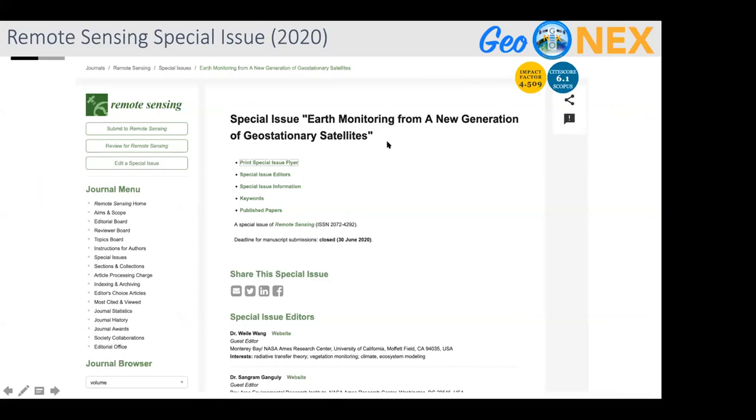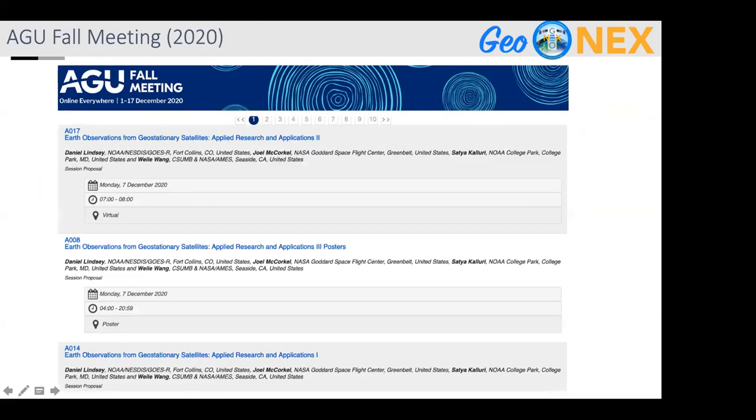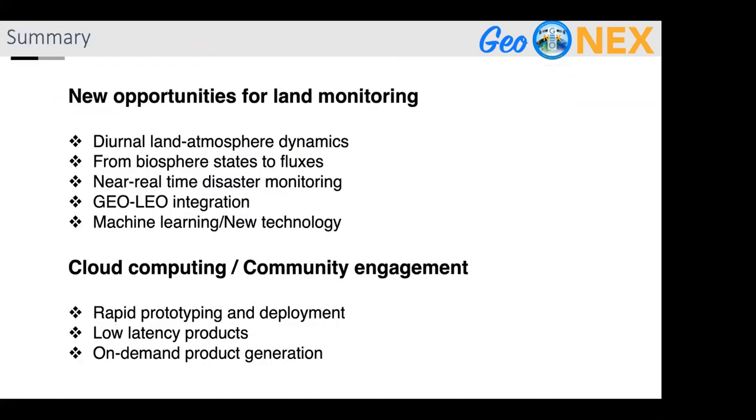And also, this is for the coming AGU fall meeting. It's going to be online, virtual, but we organized last year, and this year we continue. This is the second year we organized a session on geostationary Earth observation. So we collected about 40 presentations. So we have 3 sessions. So this is for the coming AGU. Okay, so that's about what I'm trying to talk.